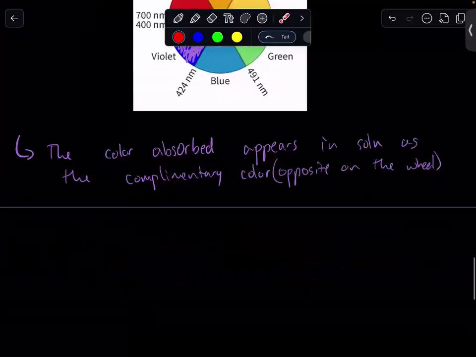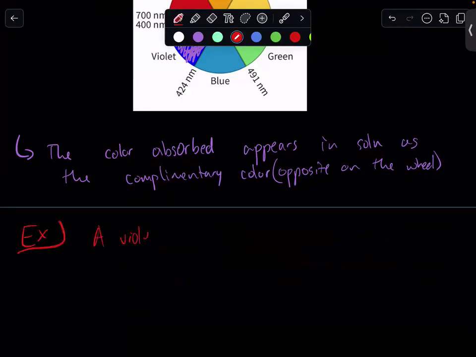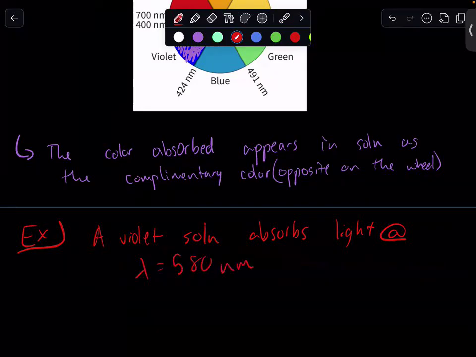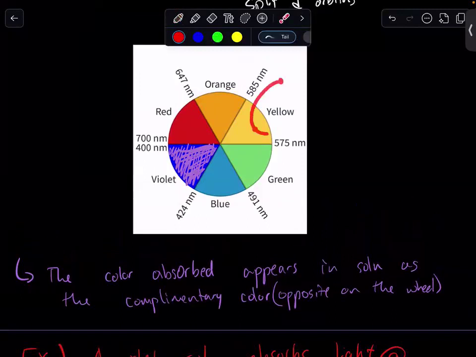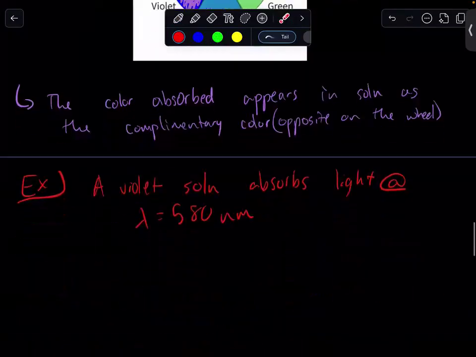So let's go ahead and actually try and bring this all together and do a problem. So for example, a violet solution absorbs light at a wavelength of 580 nanometers. Let's just double check that that makes sense. It's absorbing 580, it's in the yellow range, therefore it would appear violet. That is correct to us.